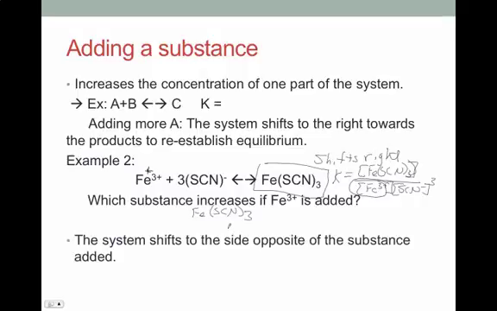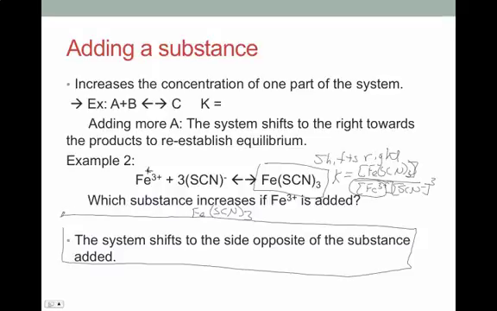So the generalization that we can make about adding a substance is that the system will shift to the side opposite of the substance that is added. So if I added more C over here, it's going to shift to the left. If I add more B, it's going to shift to the right. So you need to highlight this in your notes, that the system shifts to the side opposite of the substance that was added.